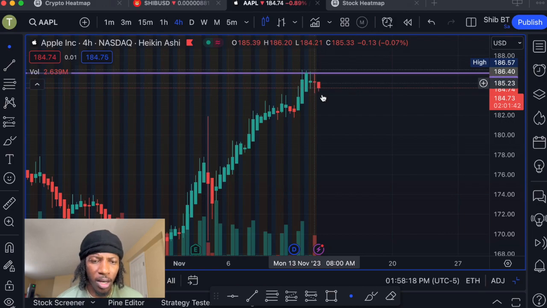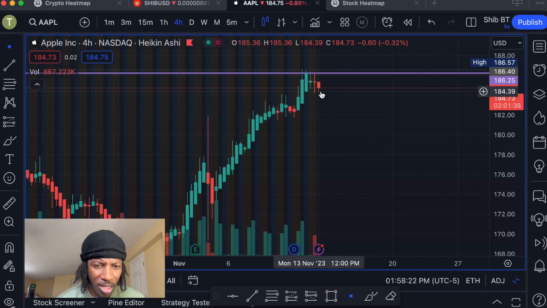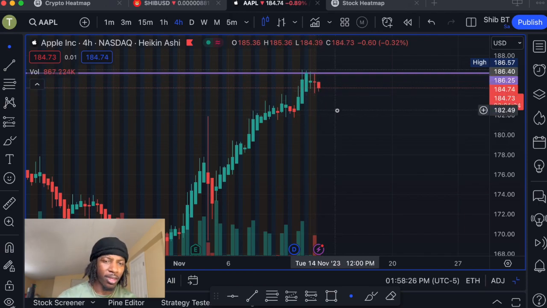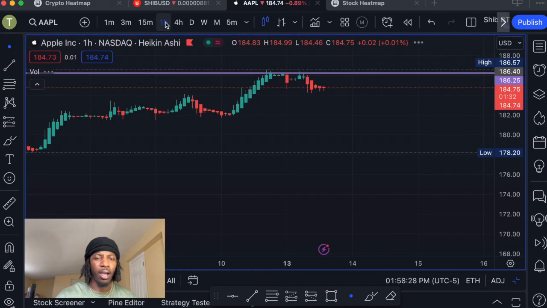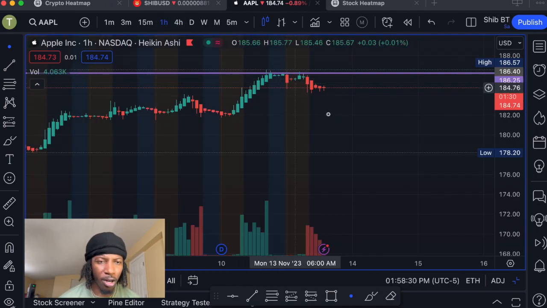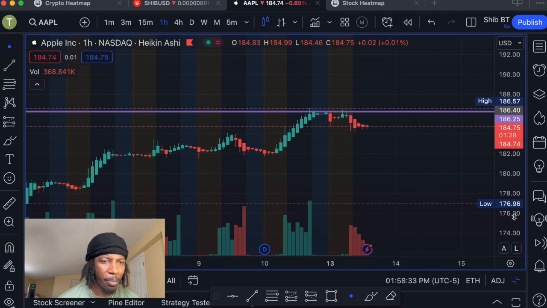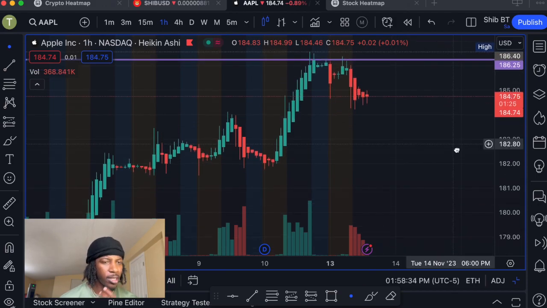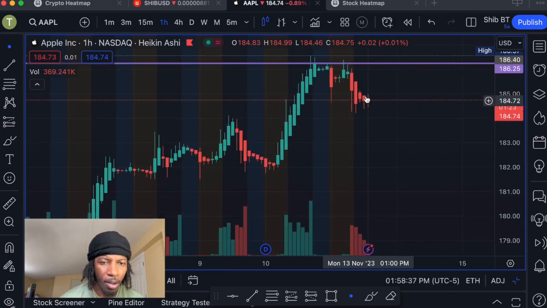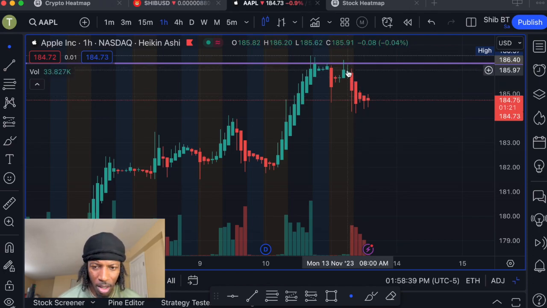Exhausted before pushing back down. I would think to see us probably push down a little bit more over the next week to come on Apple. This is the 4-hour. Let's look at that hour just to see what is going on there. And yeah, so this is the hour chart.